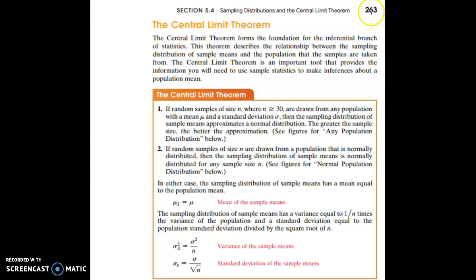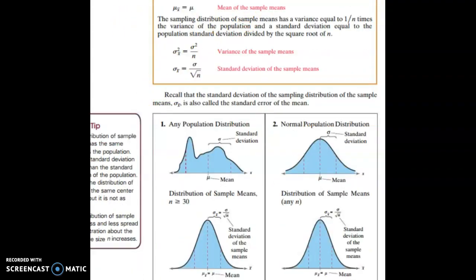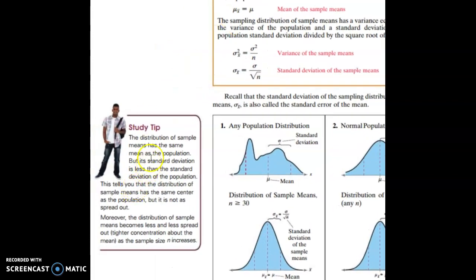On page 263, it starts talking about the central limit theorem, and I wanted to point out this study tip here. The distribution of sample means always has the same mean as the population, and its standard deviation is always less than the standard deviation of the population. So the sampling distribution has the same center as our original population, but it is not as spread out.